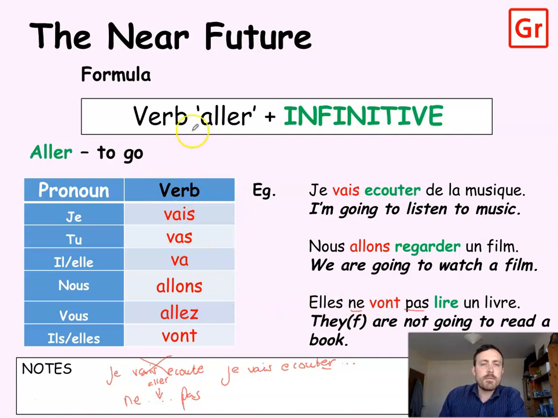So just a quick recap, the formula of it is aller plus the infinitive. We need to choose our correct version of aller, depending on who we're talking about. And then we need to put an infinitive, er, ir, or re verb after that.